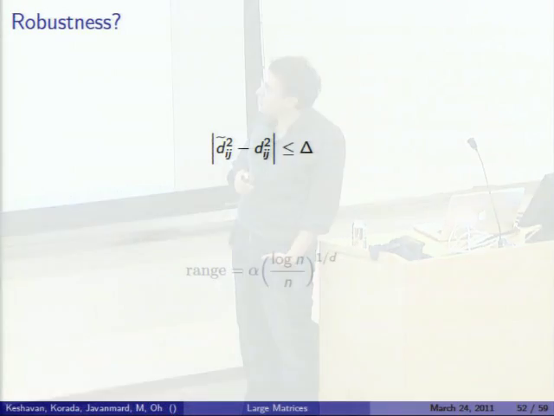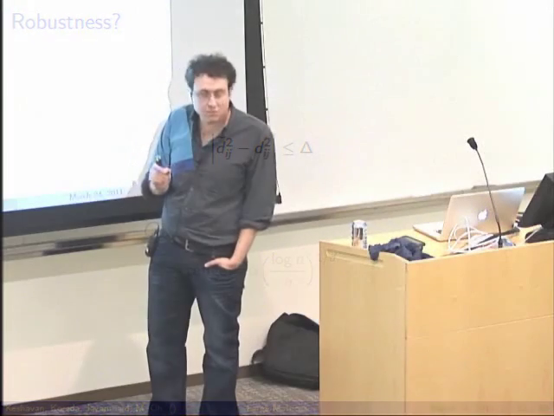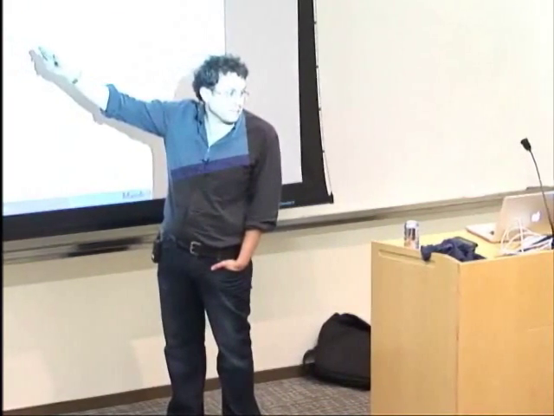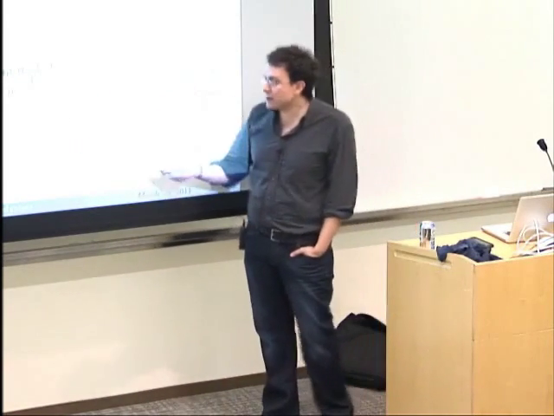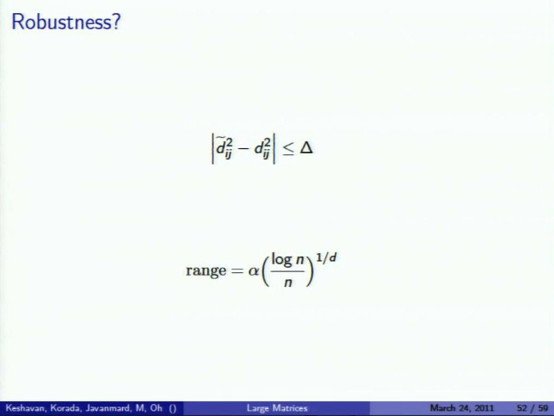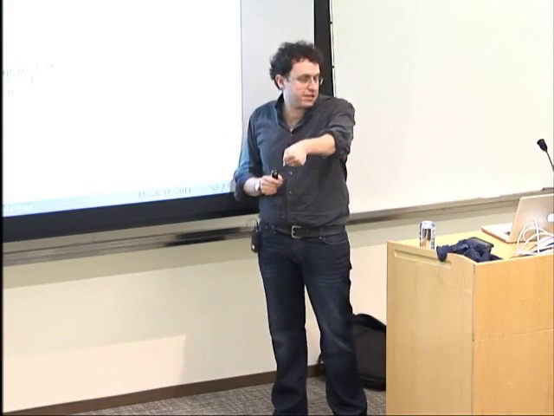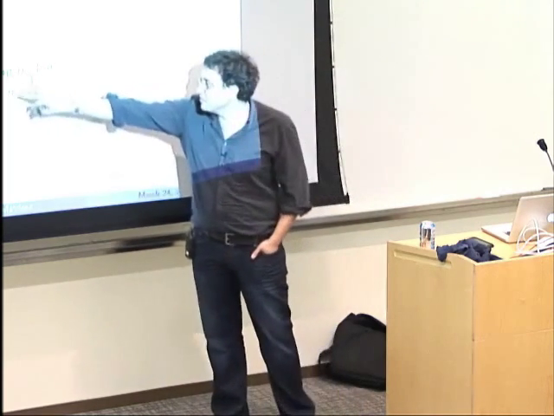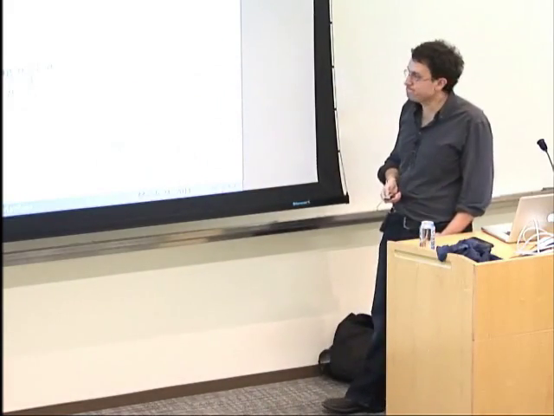Here, the model that I'm going to look at is this adversarial model: my measurements are far from the actual distance by at most delta. For simplicity, let's say that the range at which I measure things is (log n over n) to the power 1 over d. Why this funny function? Because this is essentially the first radius at which the graph becomes connected. If the range is much smaller, the graph has multiple components and you cannot position.